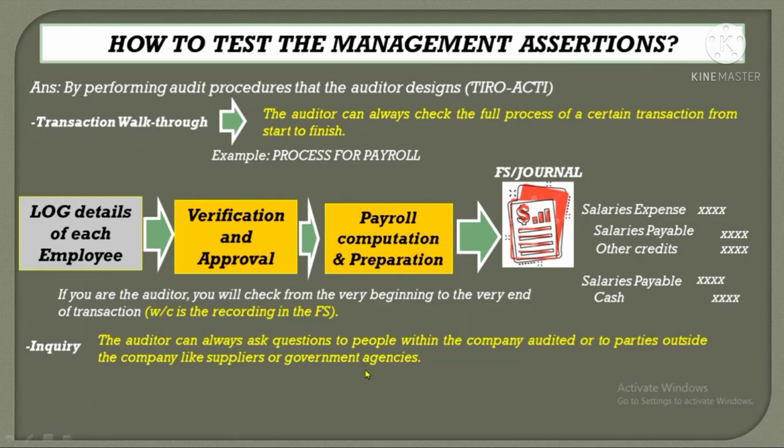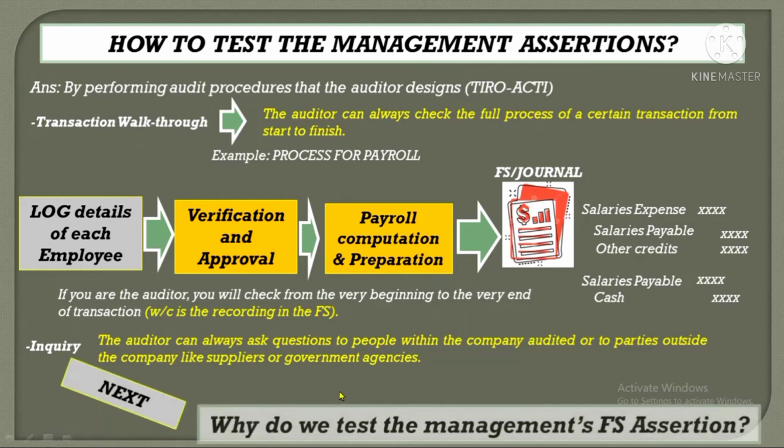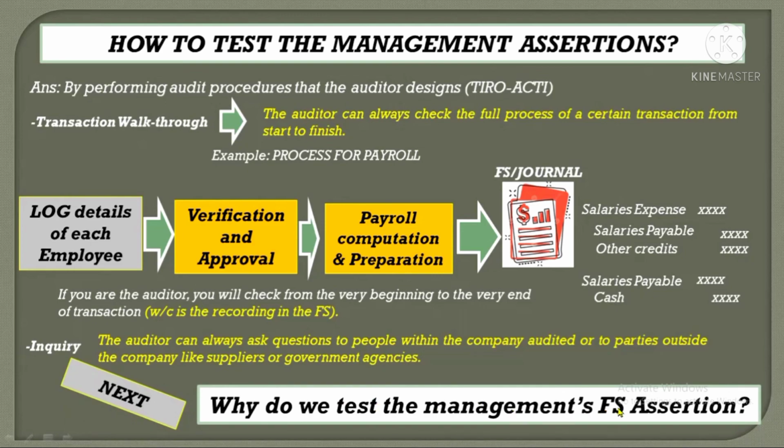So that's inquiry. Now, before we end this video, I would like to summarize again. This video is meant to answer how we are going to test the FS assertions of the management. The answer is TIRO ACTI, which stands for Tour of Facilities, Inspection of Documents, Recomputation or Recalculation, Observation, Analytical Procedures, Confirmation, Transaction Walkthrough, and Inquiry. And that's it. Next episode, we will try to answer the question, why do we need to test the management assertions?